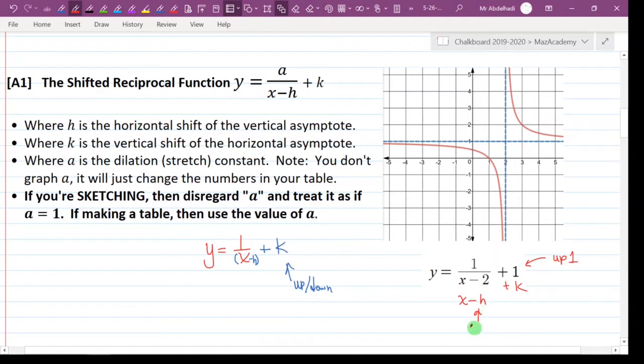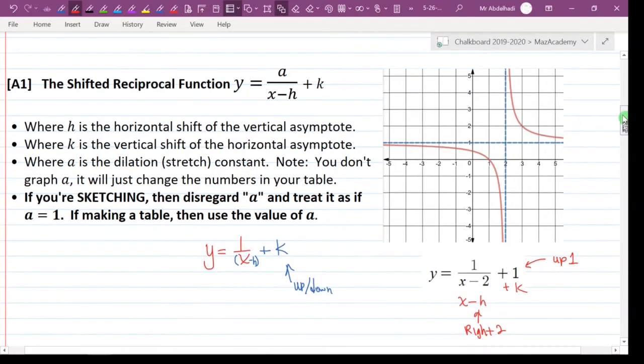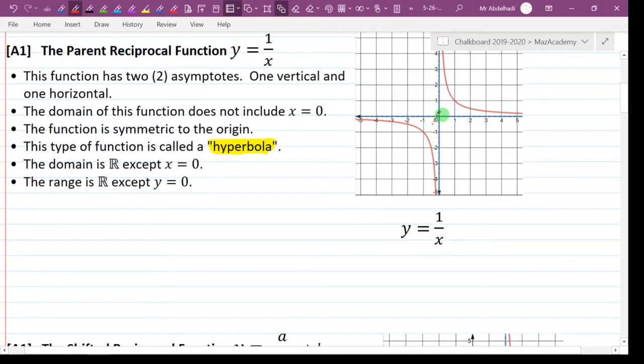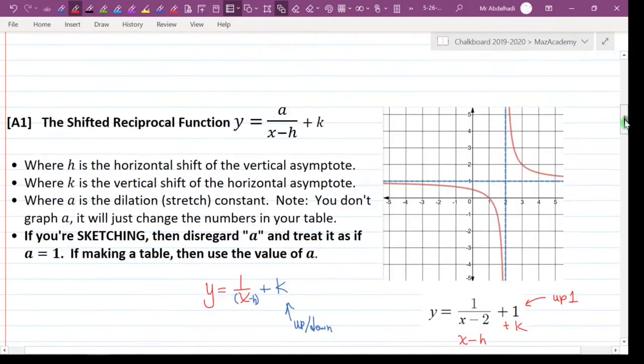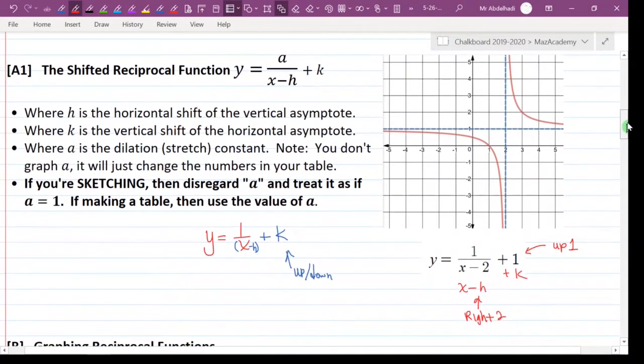This is actually a horizontal shift of plus 2, which means to the right 2. And what you can see happening here is we originally had our asymptotes crossing at the center, at the origin, right? We had the horizontal asymptote on the x-axis, we had the vertical asymptote on the y-axis, and they were crossing at the origin. But since we're moving, well, you move your asymptotes first. We did this on previous functions. So we're going to move the asymptotes first and then draw our graph.